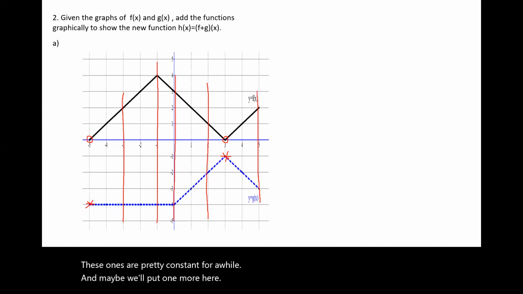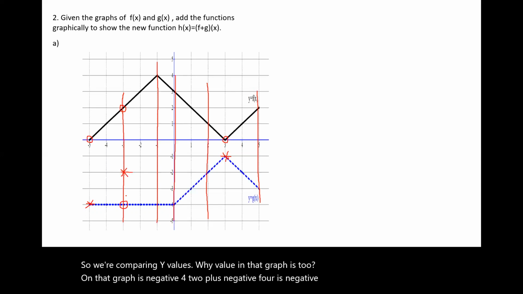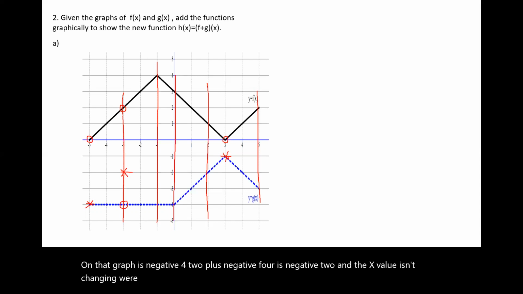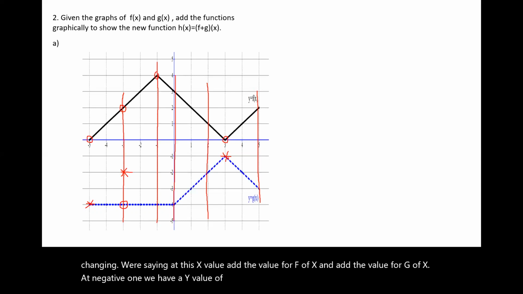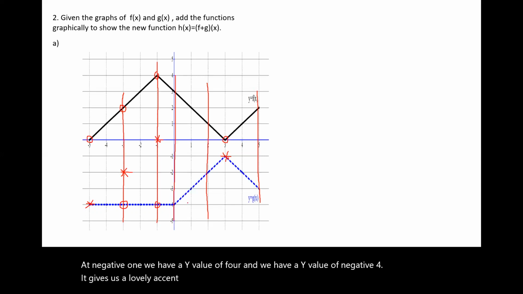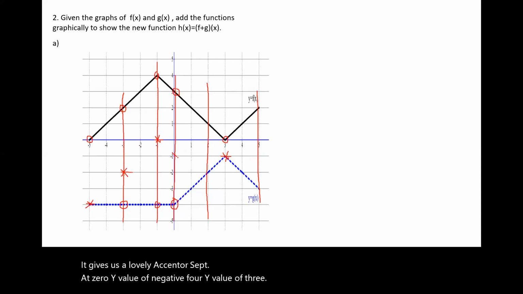Okay, so we're comparing y values. The y value on that graph is 2, on that graph is -4. 2 plus -4 is -2. And the x value isn't changing. We're saying at this x value, add the value for f of x and add the value for g of x. At -1, we have a y value of 4, and we have a y value of -4. That gives us a lovely x-intercept. At 0, y value of -4, y value of 3. That gives us a y value of -1.